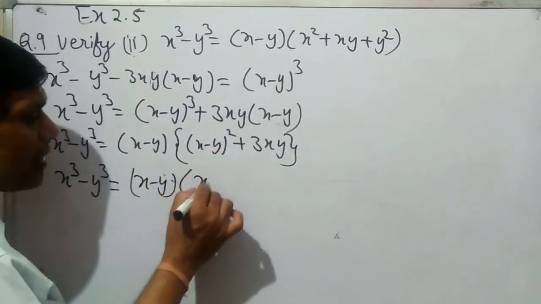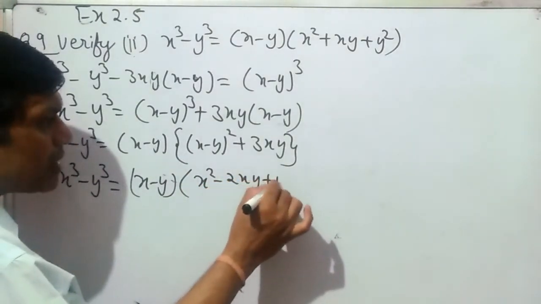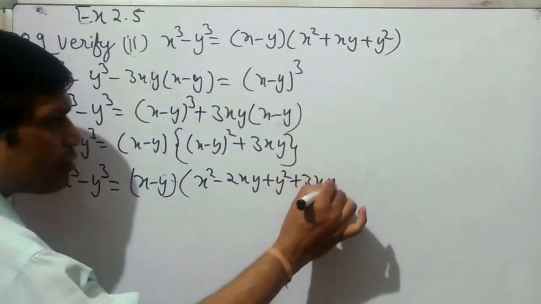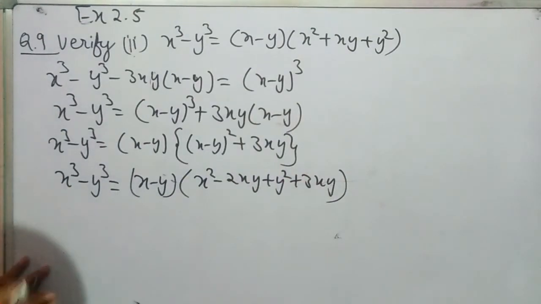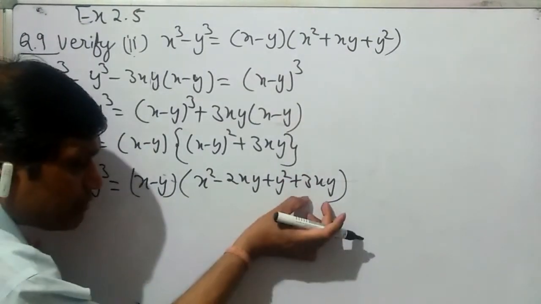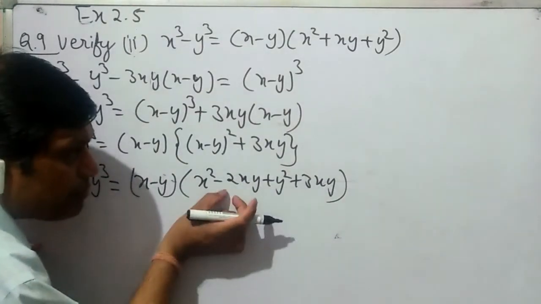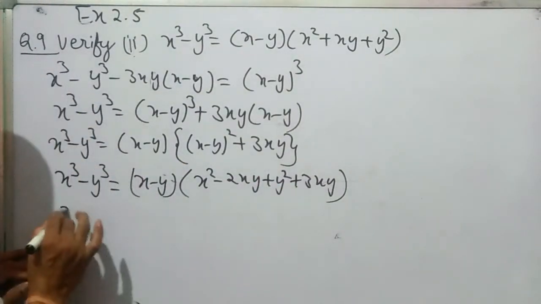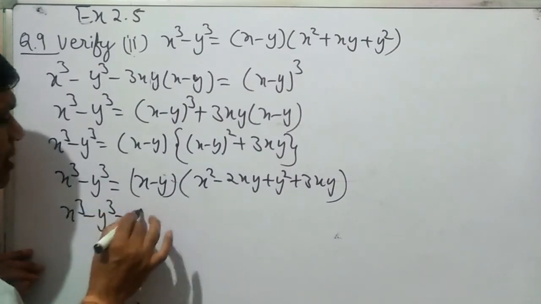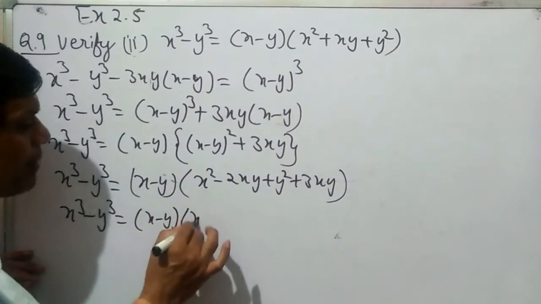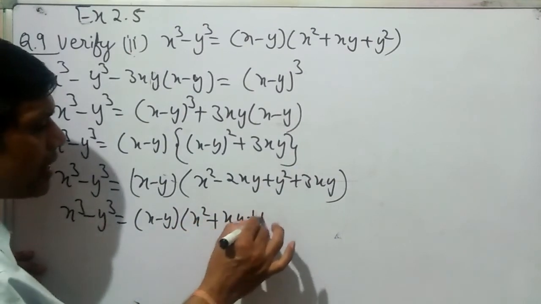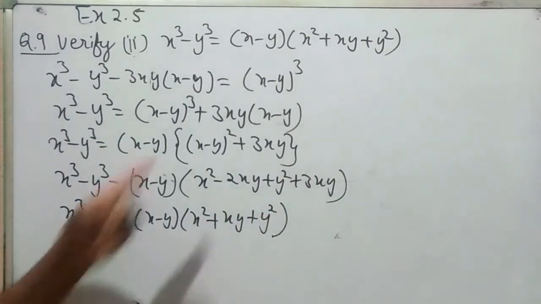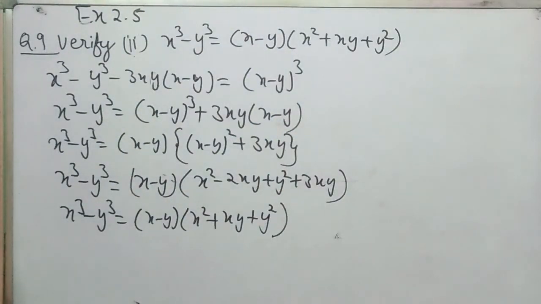We can expand this square: x square minus 2xy plus y square plus 3xy. Can we simplify minus 2xy plus 3xy? They are like terms. Minus 2 plus 3 is plus 1. This gives us the required result: x minus y multiplied by x square plus xy plus y square. This is what was required to be verified. Yes, this part also you can directly multiply and solve. You will also get the required result.